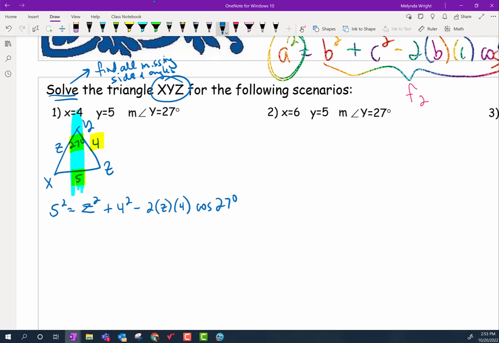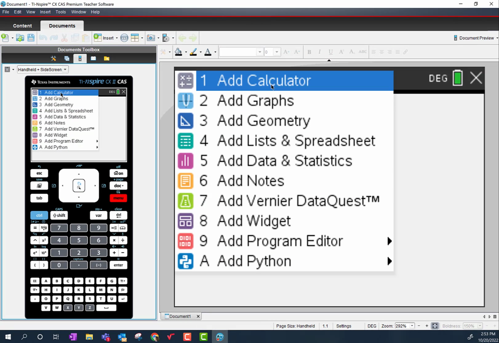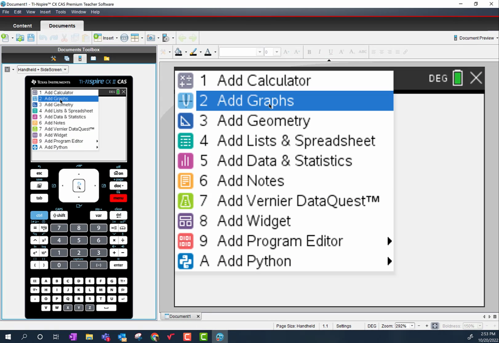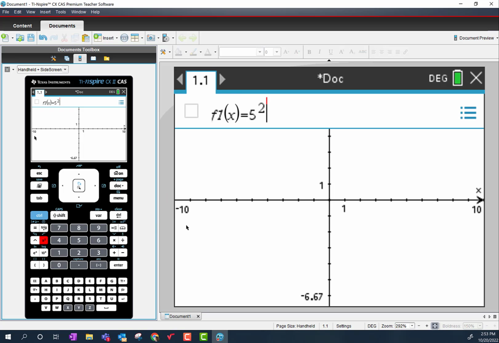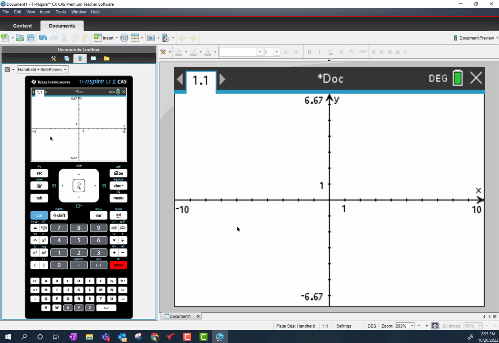Is everybody good? So what I'm going to do is take that information, pull up my calculator, and insert all that information into my calculator, and we're going to figure out how many triangles we have. So let's pull my calculator up. I want to go add a graphs document. All right, and I had my F1 is what it's equal to, which is 5 squared. I'm not going to take a chance on remembering what 5 times 5 is. I'm just going to put 5 squared and hit enter.